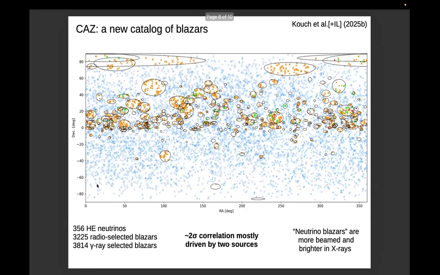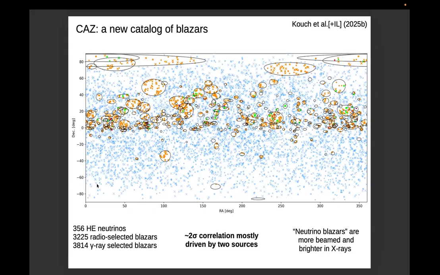So this is what the sky looks like. All the points you see there are blazars from the catalog. The circles or ellipses are the uncertainty regions from IceCube. So this is what IceCube tells you: there is a neutrino source somewhere there. All the orange points are blazars within that uncertainty region, and all the blue points are blazars that are outside. We call the orange points neutrino blazars, but they're not really. This time we had about 356 neutrinos, a lot more neutrinos and a lot more blazars, but we still get about a 2 sigma correlation.